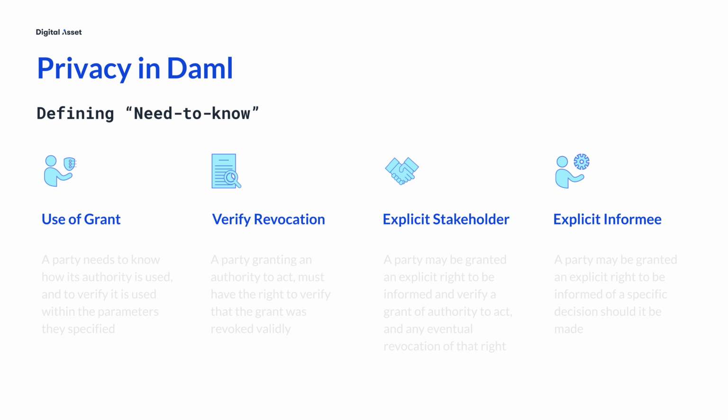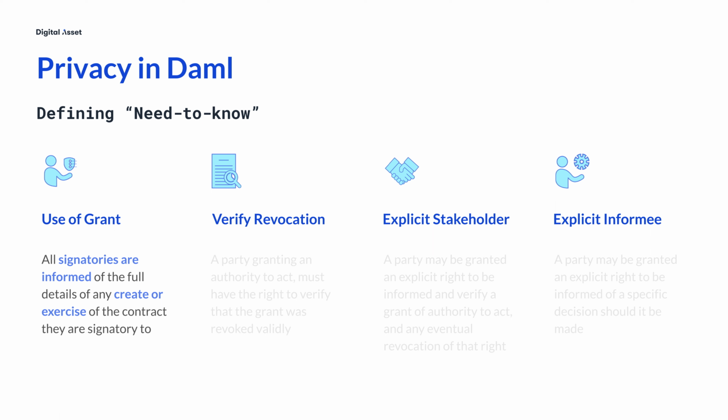You have a need to know how any grant is used. A party needs to know how its authority is used and to verify it is used within the parameters they specified. In DAML, this means that all signatories are always informed of the full details of any contract they are a signatory to and the full details of any choice exercised on that contract.